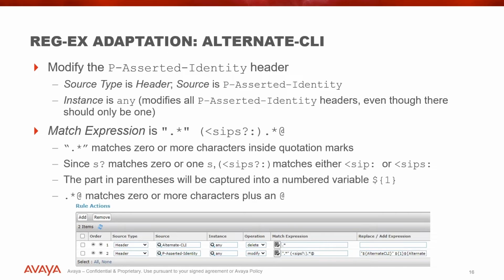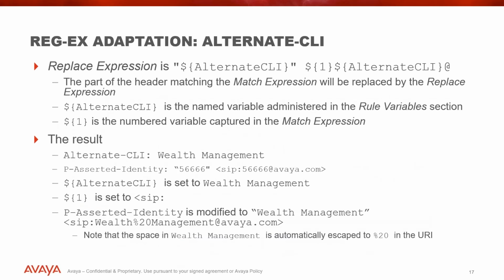So the replace expression, let's take a look at that. It's ${alternate-CLI} inside the double quotes. So we're going to take the content of that alternate-CLI variable and stick it inside double quotes. Then we're going to follow that with ${1}. So that's either SIP colon or SIPS colon. That's the part that we captured in the match expression.